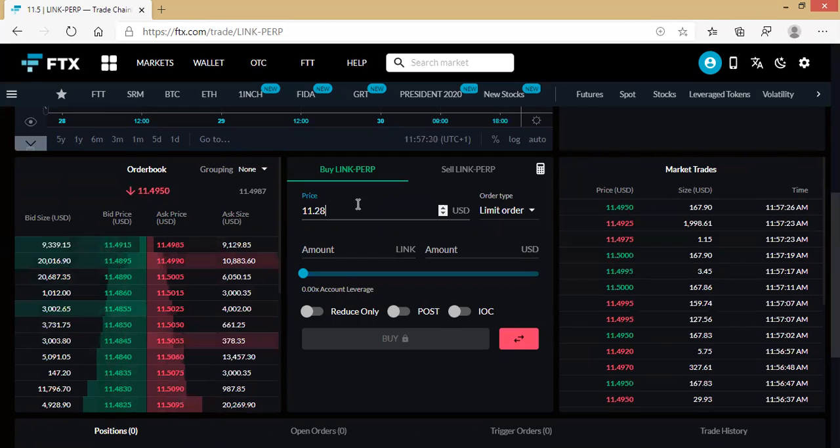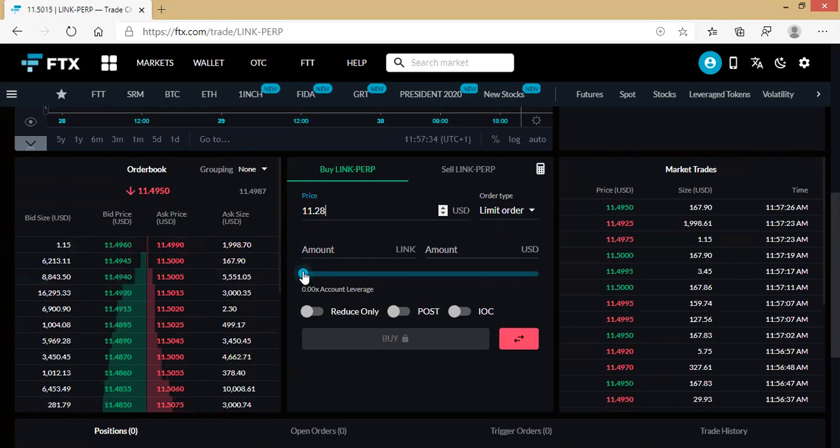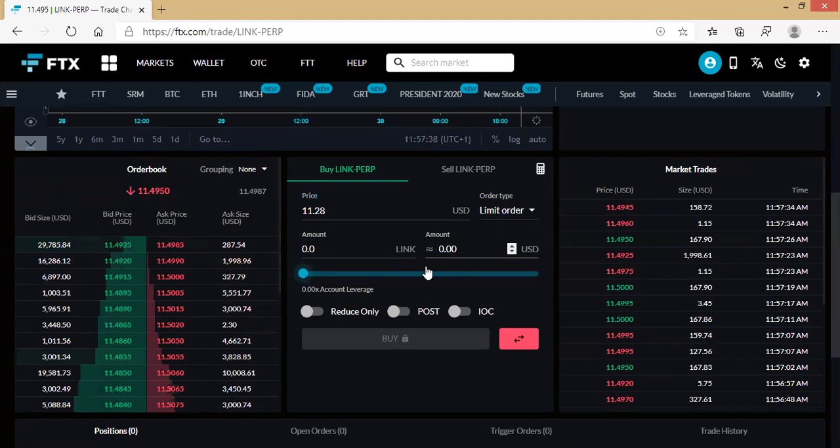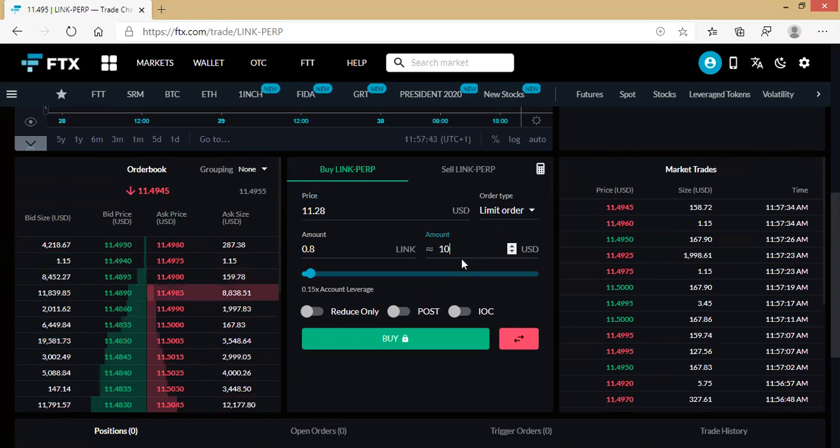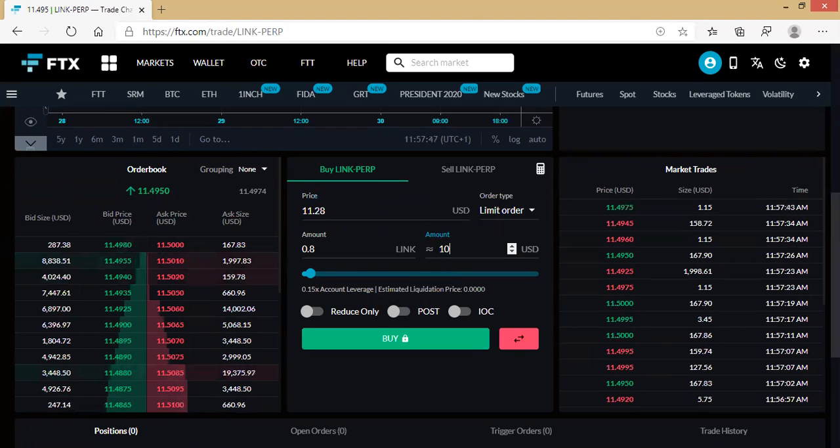And then what amount of our money do we want to use? If you don't want to use this drag button, you can just come here and set, maybe you want to use $10 of your capital, $10 of your money. It will automatically calculate it for you and tell you the equivalence of whatever it is you want to use.